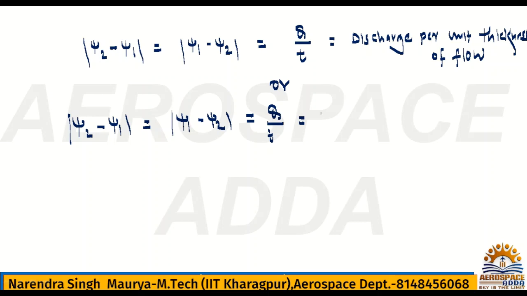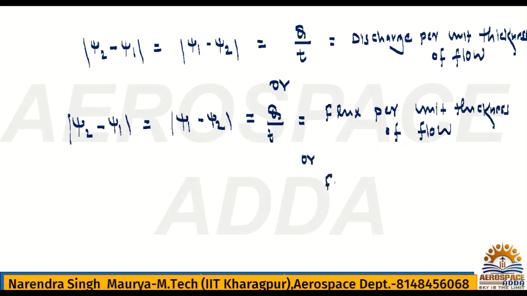It can be written as flux per unit thickness of flow, or also you can write flow rate per unit thickness or per unit depth of flow. All right, this is the mean of it.